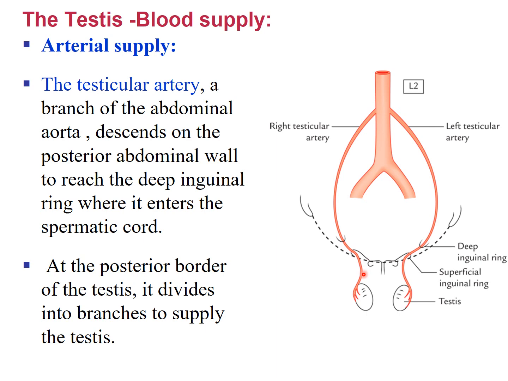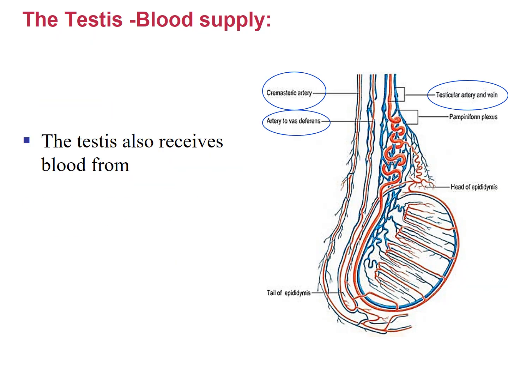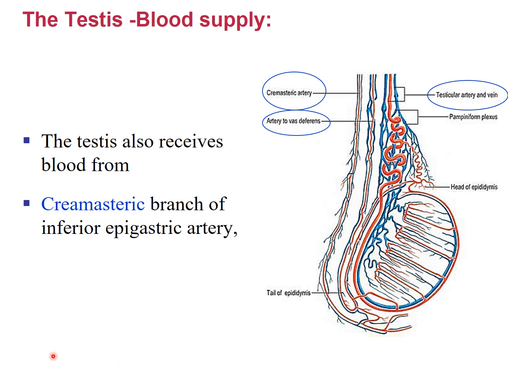At the posterior border of the testis, this artery divides into branches to supply the testis. Testis also receives blood from cremastic branch of the inferior epigastric artery, which once again runs along with the spermatic cord. You can see here, this is the cremastic artery. Then we have another artery here, that is the artery to vas deferens. The cremastic artery is a branch of inferior epigastric artery, and the artery to vas deferens is a branch of superior vesical artery. Superior vesical artery is a branch of internal iliac artery.